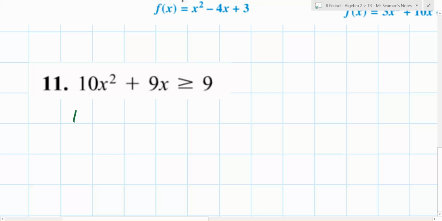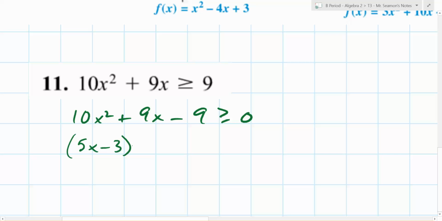Let's solve this here. Okay, so what do we have here? 10x squared plus 9x minus 9 is greater than or equal to 0. We love putting it to 0. At this point, what should you try to do? It's a quadratic. Try to factor it, right? Does it factor nicely? Maybe it does. 5x minus 3 and 2x plus 3. Let's try that.